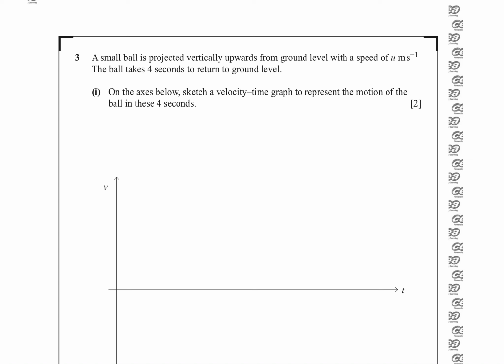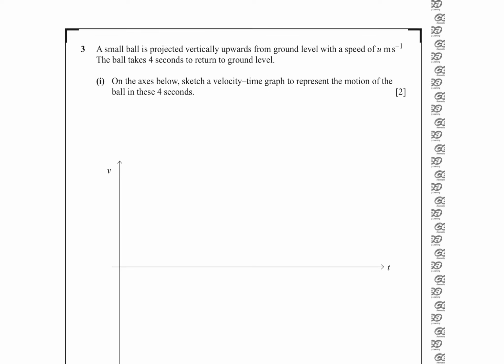It says in this question, this is from CCEA M1 2019, so it's an old legacy paper, but it's relevant to AS2, the mechanics part of it. It says a small ball is projected vertically upwards from ground level with a speed of u. The ball takes 4 seconds to return to ground level. On the axis, sketch a velocity time graph to represent the motion of the ball in these 4 seconds.